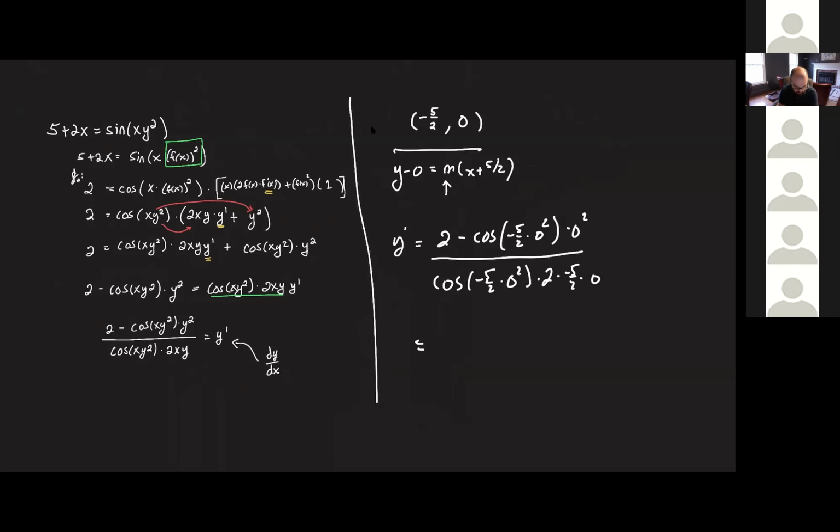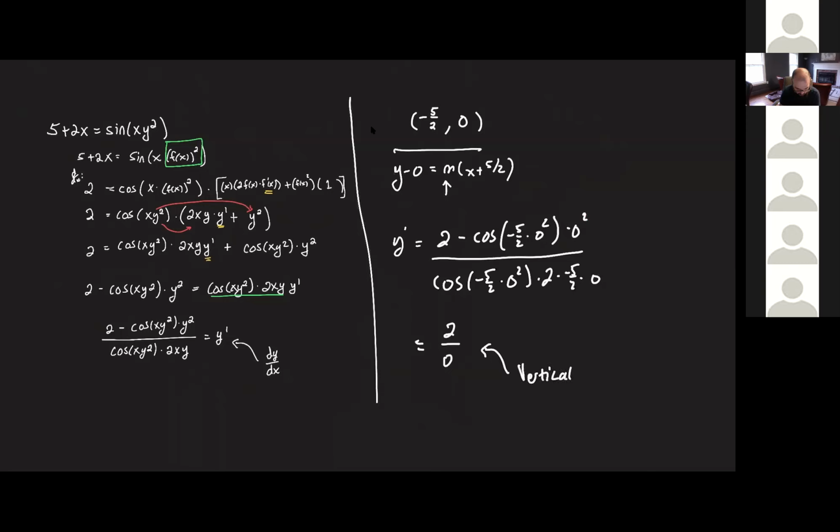What you end up seeing here is this is going to simplify the numerator. This is being multiplied by 0, so in the numerator you're going to get 2, and in the denominator everything is multiplied by 0, right? So what you're going to end up getting in the denominator is 2 divided by 0. And what this means is you have a vertical tangent line, right?